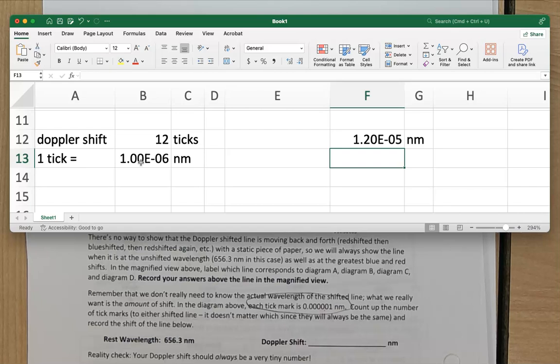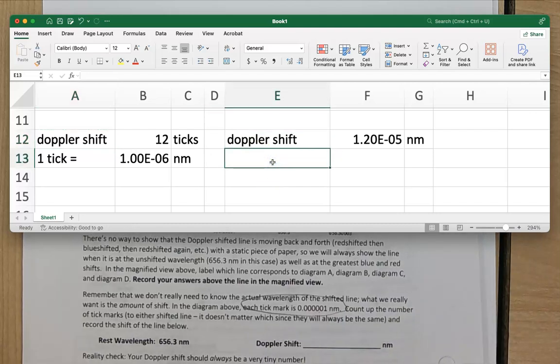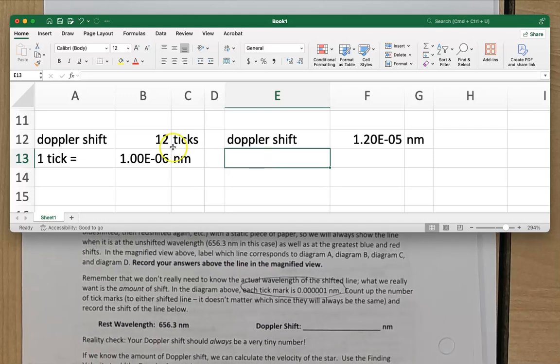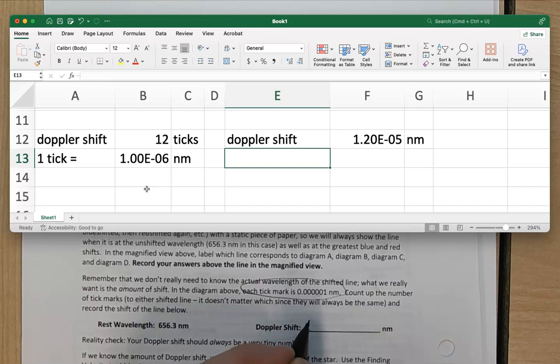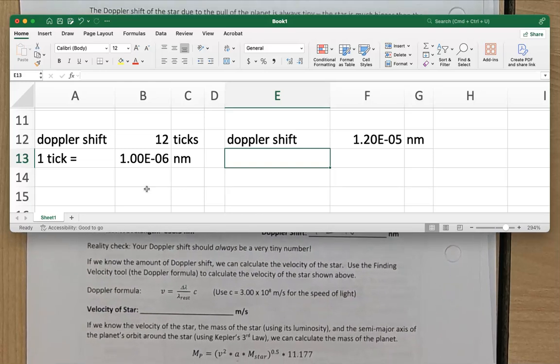Okay. There's the Doppler shift in nanometers. Right? You could do the math, you could multiply those two things yourself, but I'm going to have the spreadsheet do it for me. Right? It's there to do the work I don't want to do. So what is the Doppler shift? It's 1.2 times 10 to the negative 5 nanometers. Okay. What velocity is that?